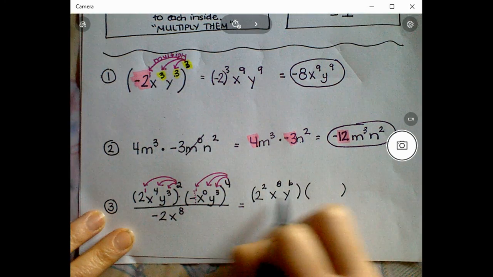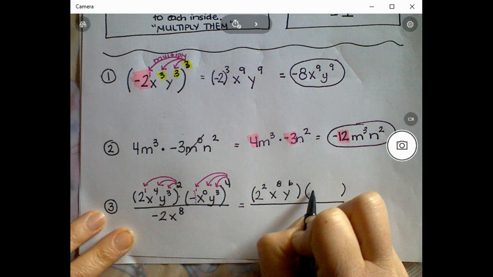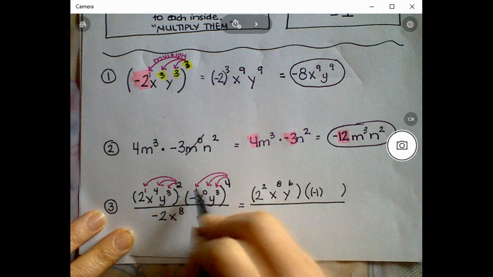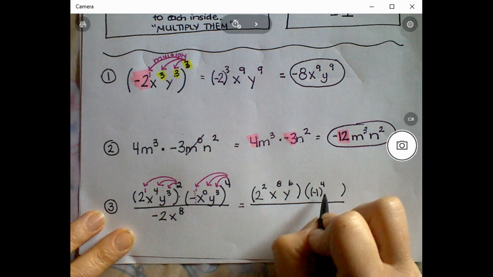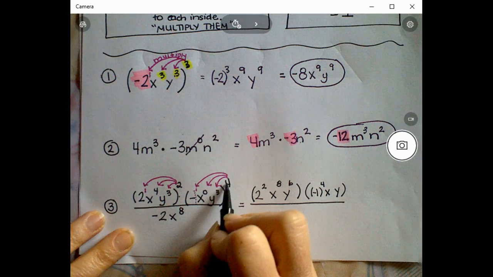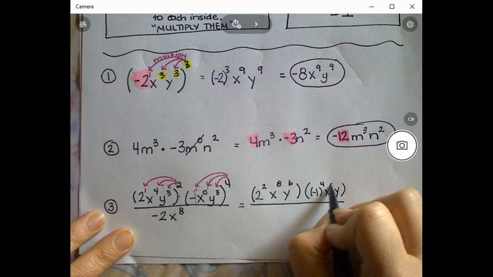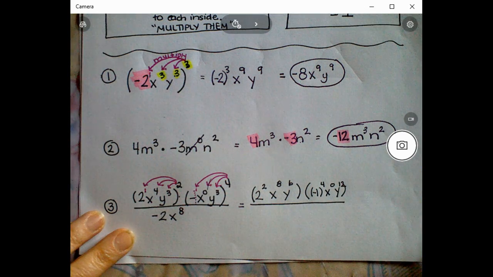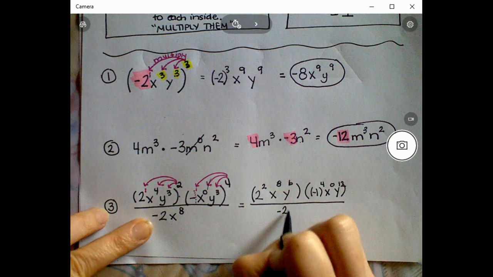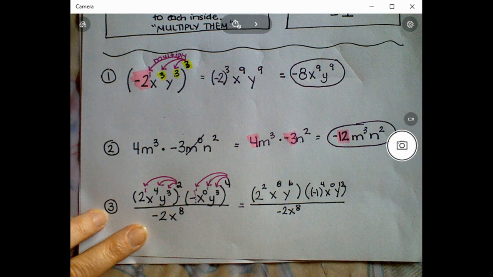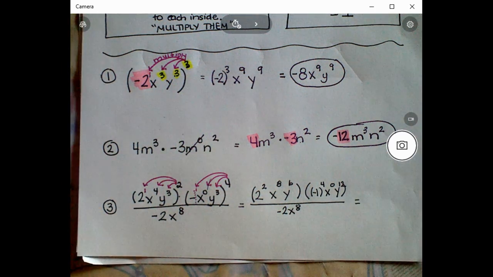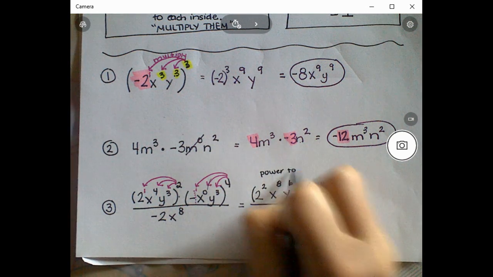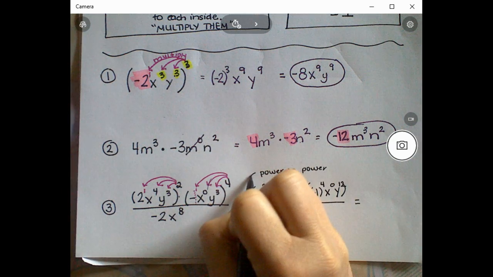The second part, we have this negative 1 that's right here. 4 times 1 is 4. X, y. 4 times 0 is 0. 4 times 3 is 12. And we haven't touched the denominator yet, so we're just going to leave it like that. All right. We have completed using the power to power rule. Or power rule, however you want to call it.